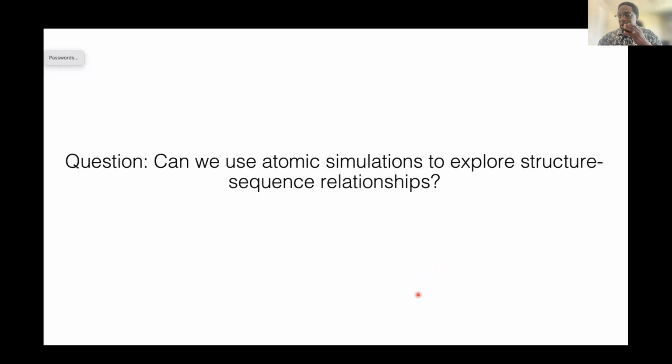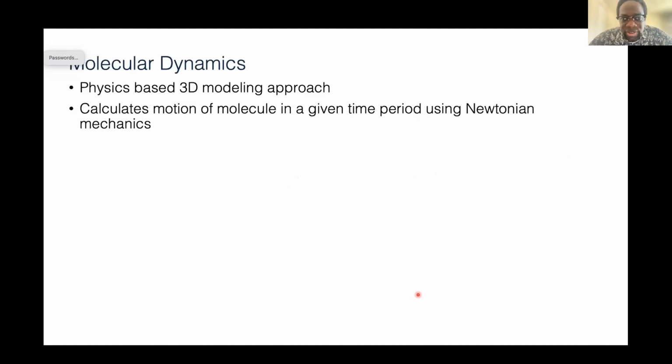So what I'll talk about next is one approach that really relies on atomic simulations. Going a step above just looking at secondary structure, now you're considering the three-dimensional structure. You could use molecular dynamics to do this, right? Molecular dynamics is essentially a physics-based 3D modeling approach where you use Newton's equations of motion to describe the motion of each atom or each particle in your system.